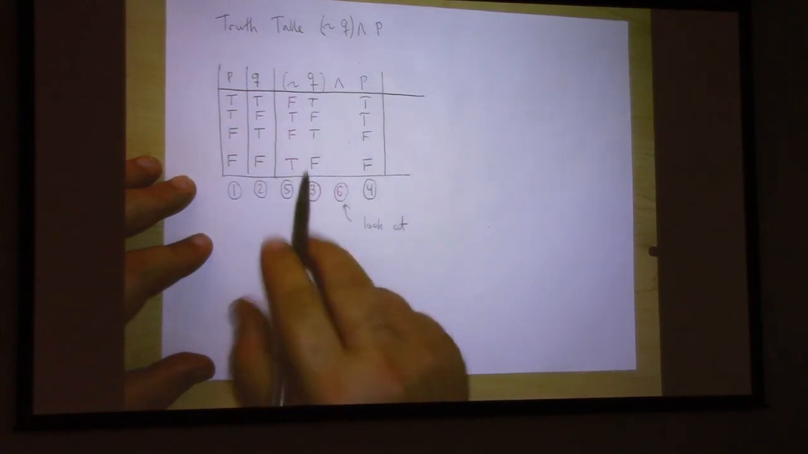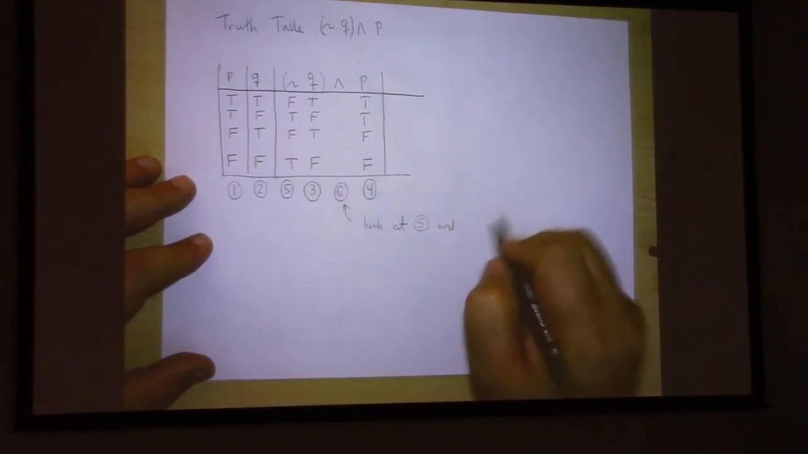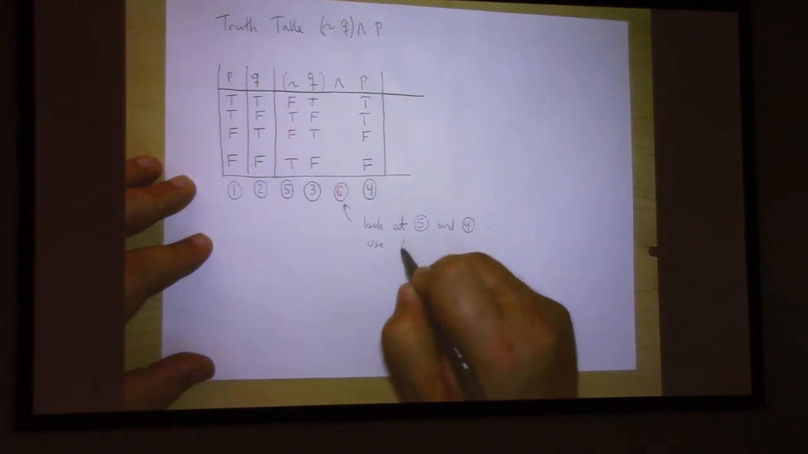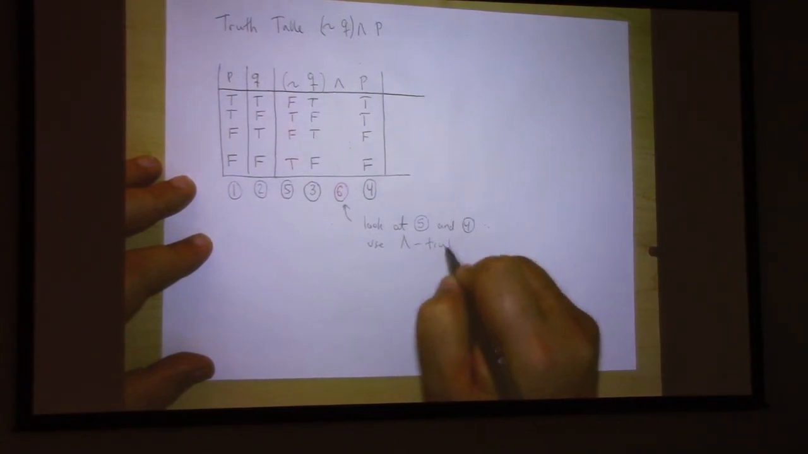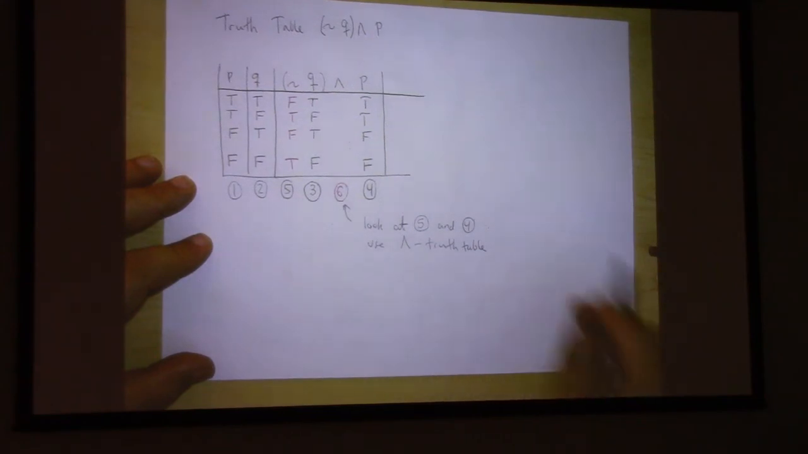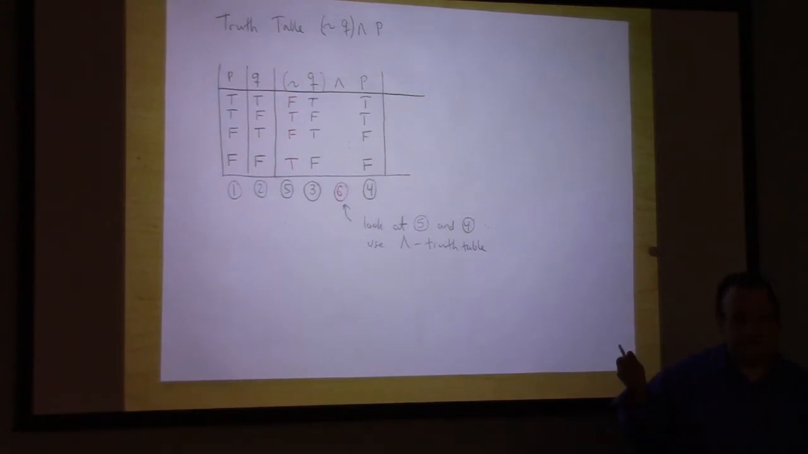We look at 5 and 4, right? And we use the conjunction truth table. In other words, we use conjunction, all right? So it's helpful to have that memorized just to make these things faster. What does conjunction say? It says it's only true if they're both true, right? Otherwise, it's false.